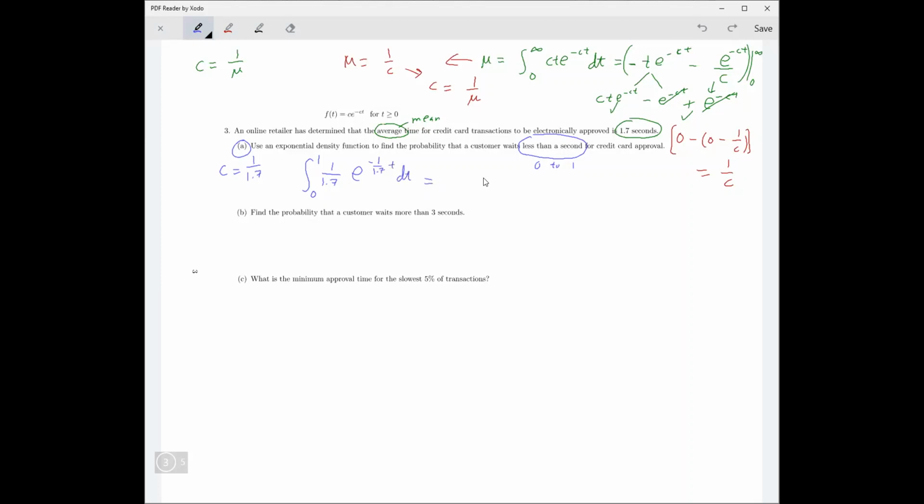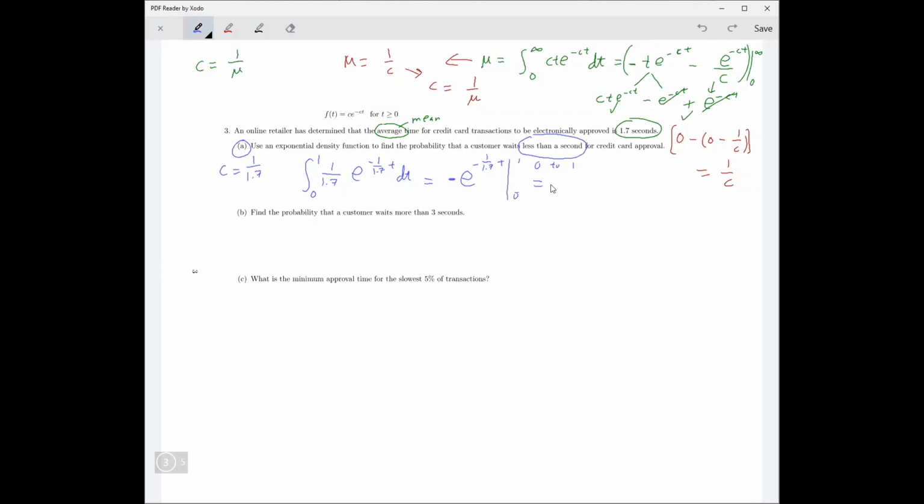Okay, you integrate that, and we have negative e to the negative 1 over 1.7t. Because when you take your derivative, you'll have a negative 1 over 1.7 come down. The negative will get canceled, and 1 over 1.7 is right there. Okay, and that goes from 0 to 1.